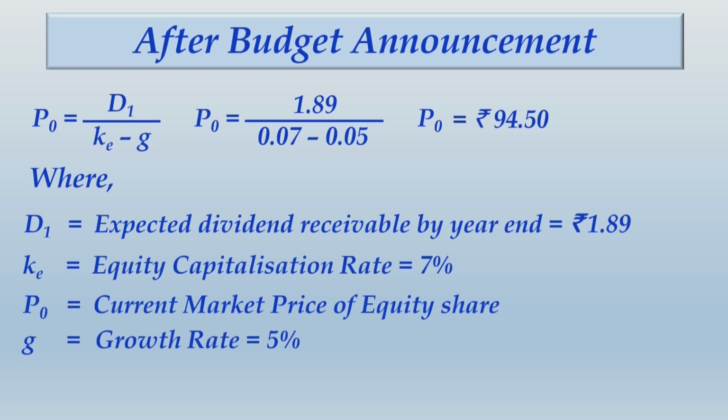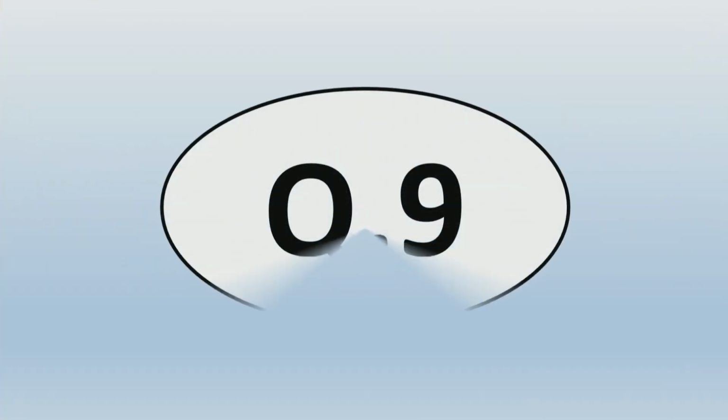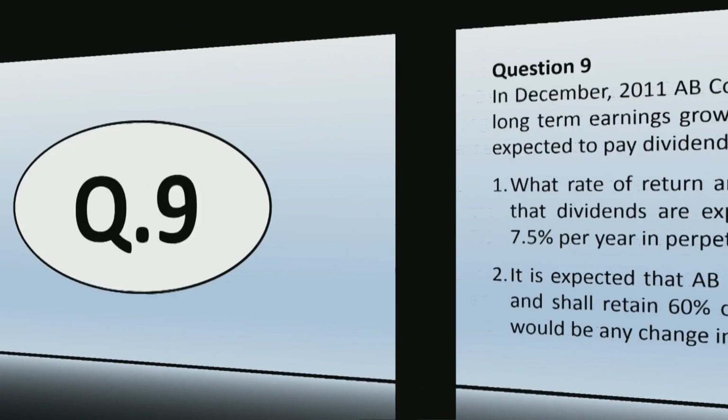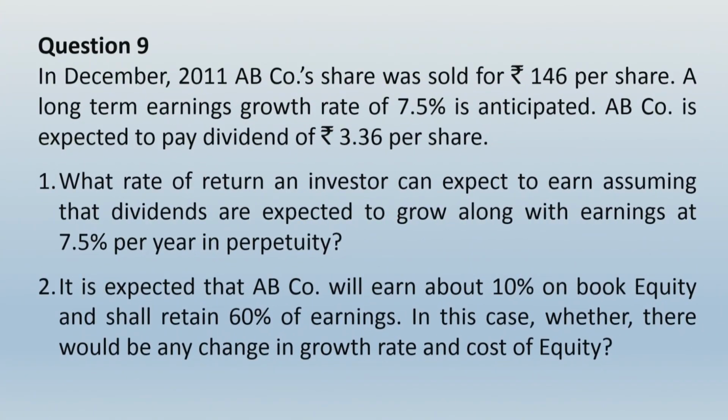Alright friends, you would have finished writing this much. Let us move ahead and take up one more question, that is question number 9. It is given that in December 2011, AB company's share was sold for rupees 146 per share. A long-term earnings growth rate of 7.5% is anticipated. AB company is expected to pay a dividend of rupees 3.36 per share.